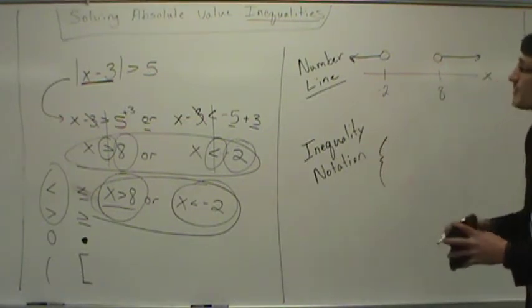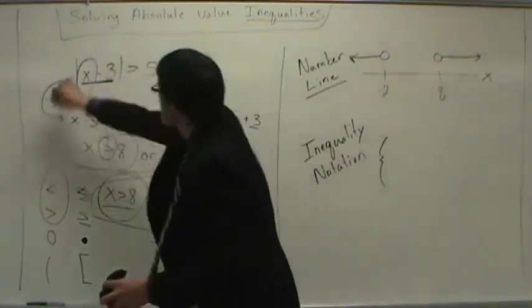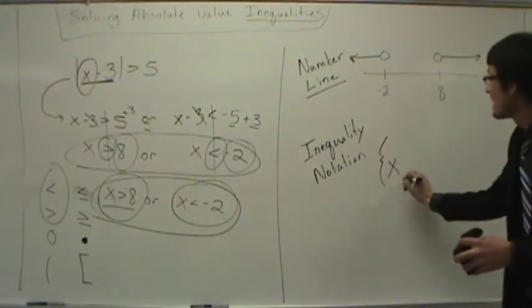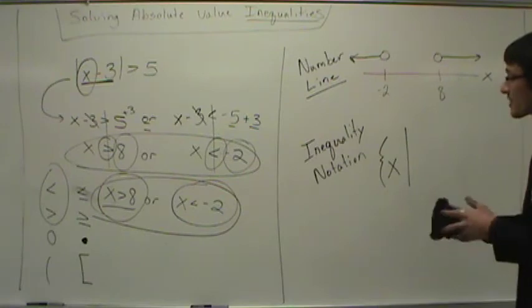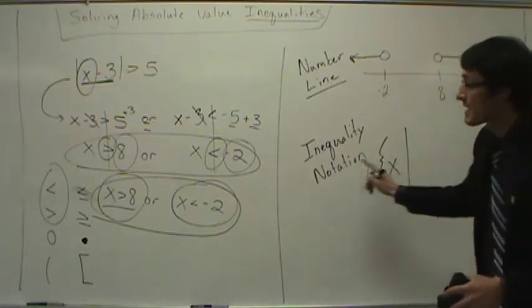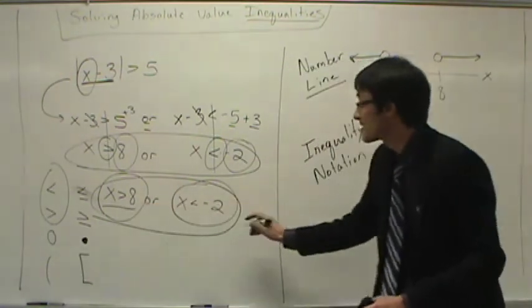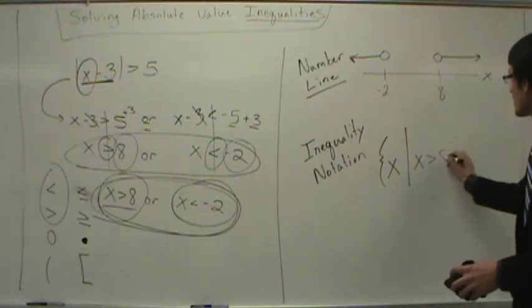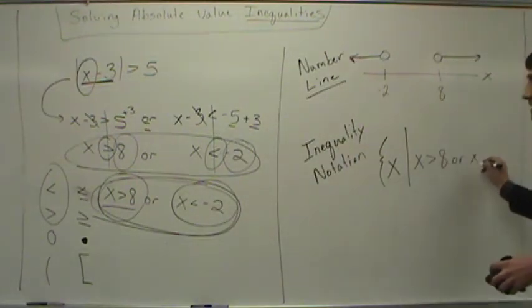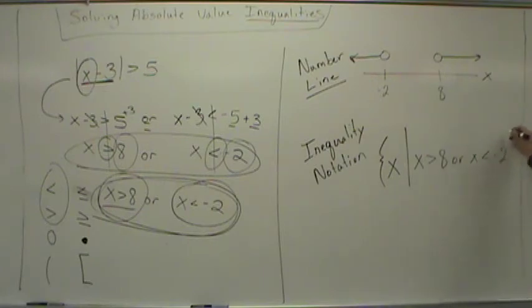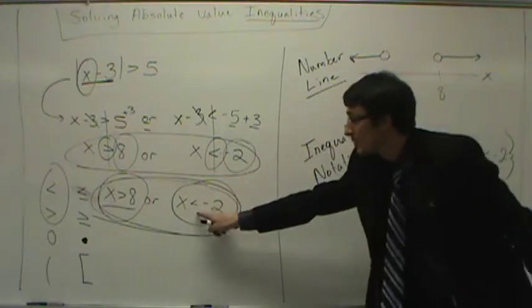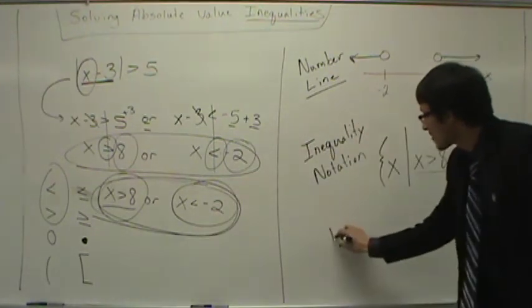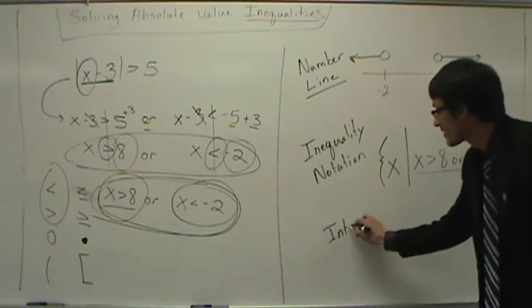So we're going to put a brace. And what's our variable? Variable was x. So we're going to say x, and then a line, meaning such that. X such that x is bigger than 8 or x is less than negative 2. So you're just rewriting this. Close the brace. Basically this is a fancy way of writing what we originally had. Next we're going to write interval notation.